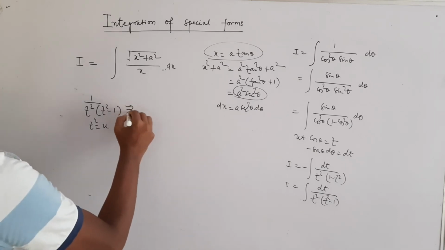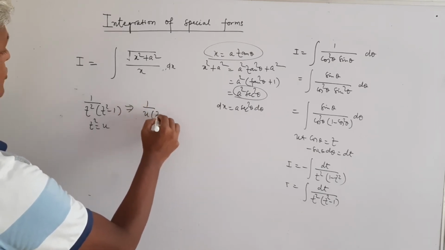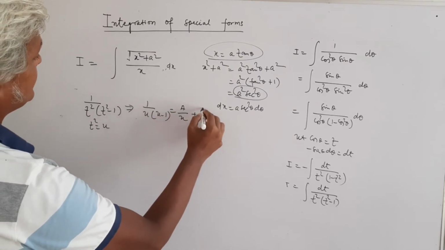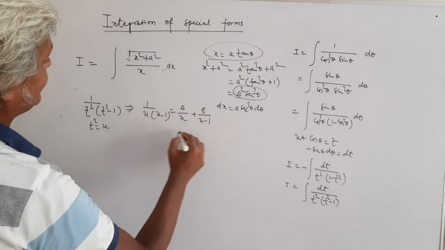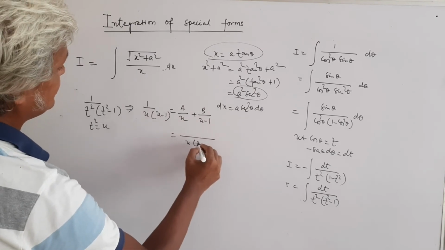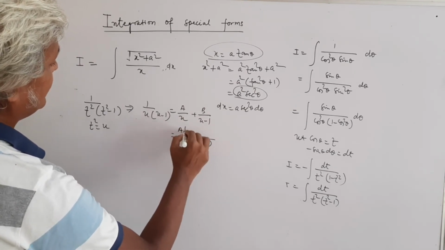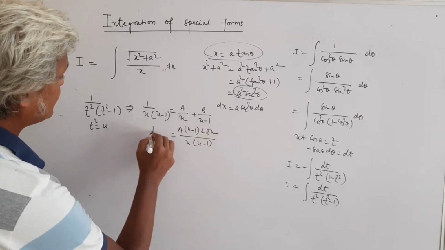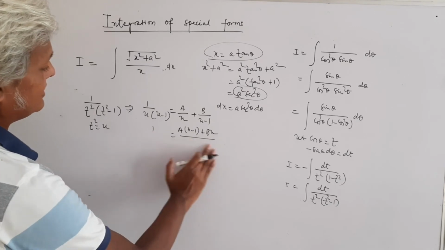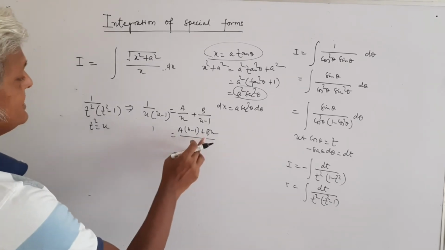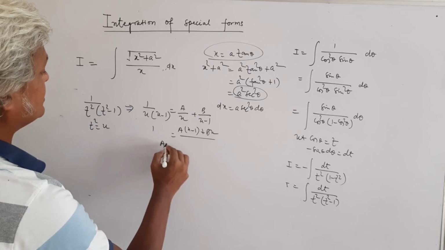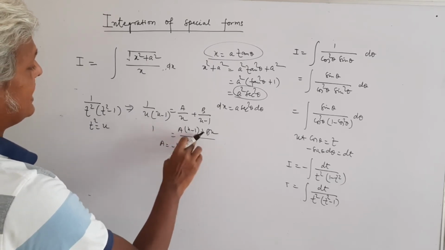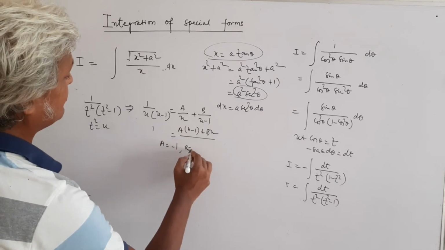So this one will become 1 over u into u minus 1, that is a over u plus b over u minus 1. Take the LCM, that is u minus 1: a(u minus 1) plus b u. So this is 1. Now if I put the value of u as 0, I get a as minus 1. If I put the value of u as 1, I get b as 1. So a is minus 1 and b is 1.